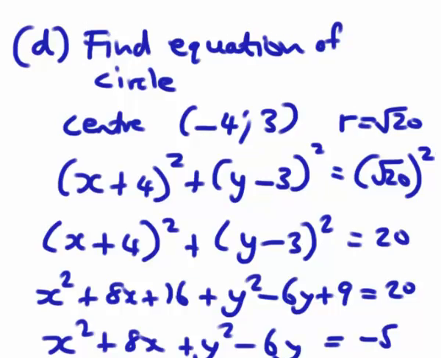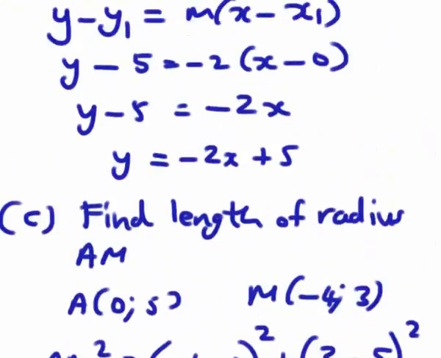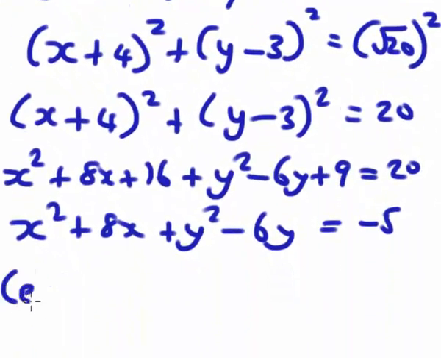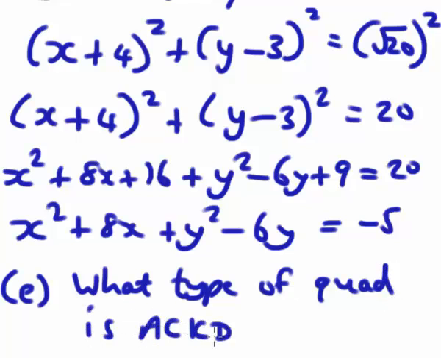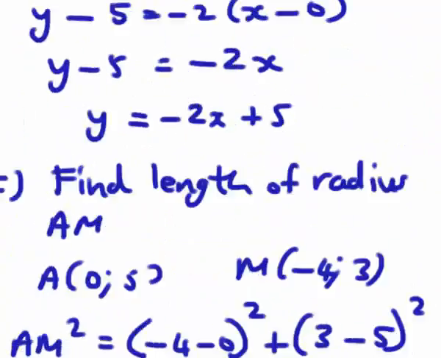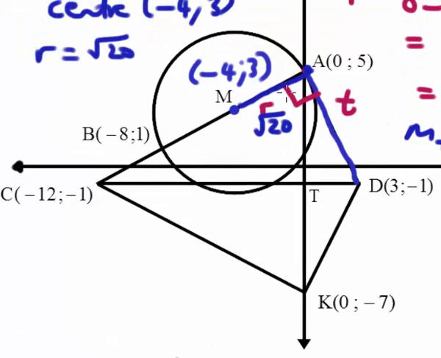Now another thing that's very interesting is in number E. I want to ask you something here. What type of quadrilateral is ACKD? Now look at the picture here. ACKD, this thing here, what kind of quadrilateral is that?